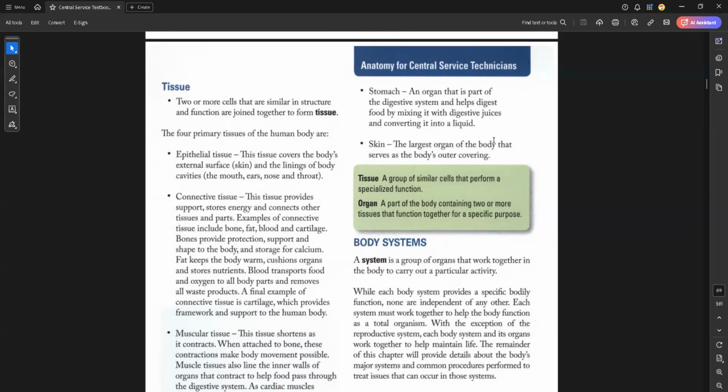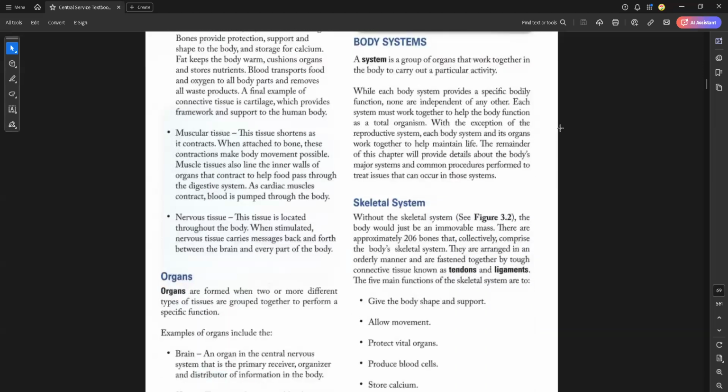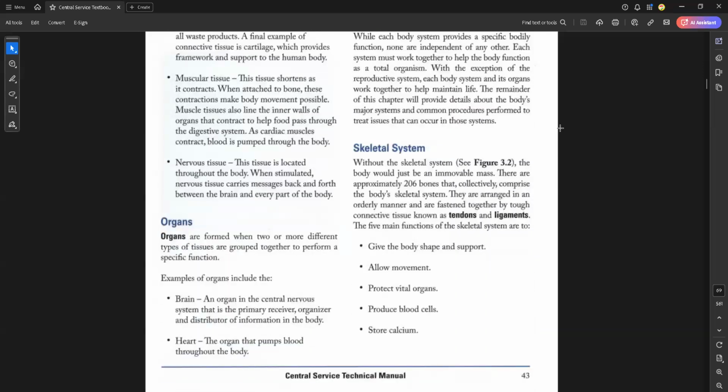Now, let's go down under tissue. I think there is something there under the tissue. Yes, organs. Guys, you just remember that I said with the tissue, it is two or more cells with similar structure and function. But let's read out the organs. Organs are formed when two or more different, look at the word, this time not similar, but different, different types of tissues are grouped together to perform a specific function.